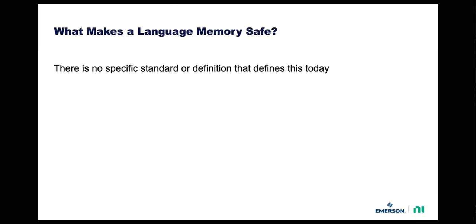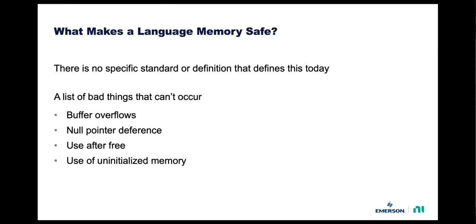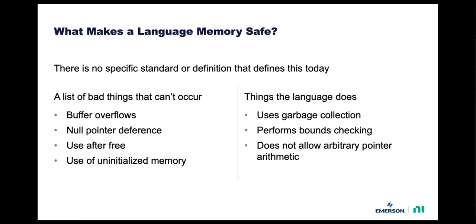But essentially, the common definition usually used is a list of bad things that can't occur within the language. So it's the things we just talked about: buffer overflows, null pointer dereferences, use after free, and use of uninitialized memory. Or it's something about what the language does. So the language uses garbage collection, it performs bounds checking, and it does not allow for arbitrary pointer arithmetic. This is the common definition out there that most standards use to define what a memory safe language is.